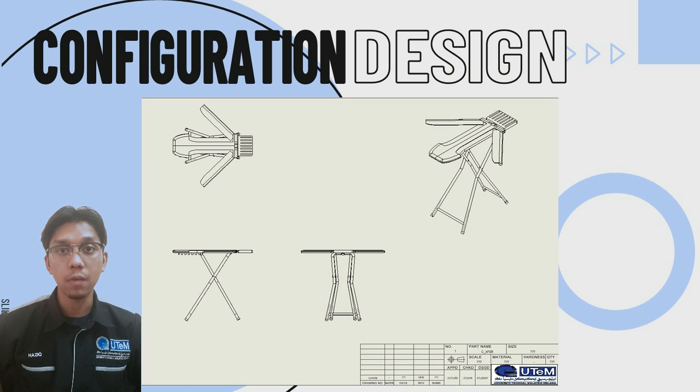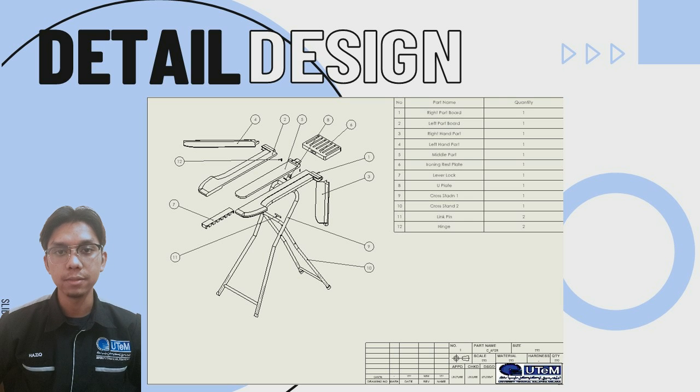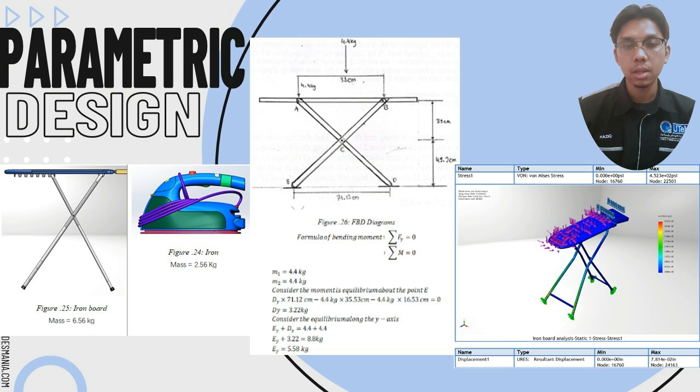This is drawing of the configuration design and detailed design. Next is parametric design. In this parametric design, we included the first order calculation of bending moment structure of iron board with the iron mass of 1.5 kg and additional of 700 g force of pressing.